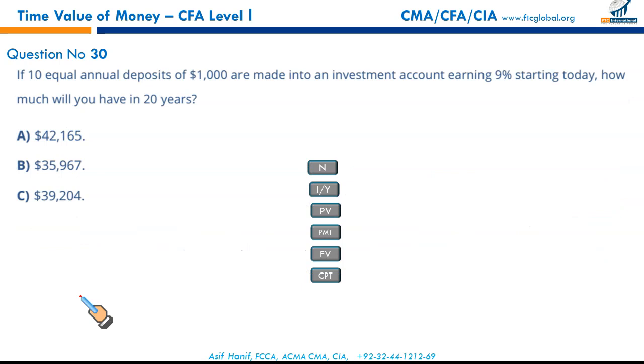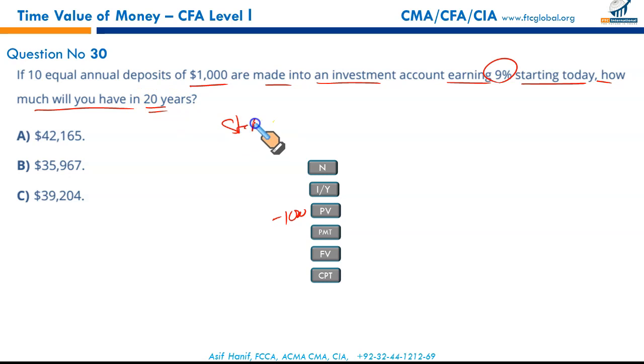Question 30. If 10 annual deposits of $1,000 are made into an investment account earning 9% starting today, it's an annuity due. How much will it be worth after 20 years? It's a straightforward question, but it is a two-step question. In the first step, we will calculate the future value after 10 years, and that future value will then be converted into another future value after another 10 years.